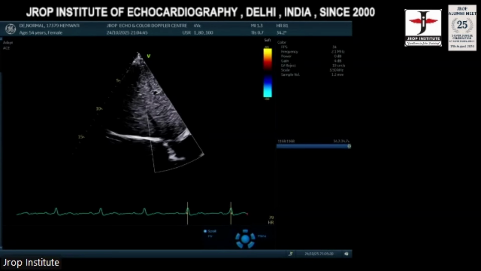Dr. Kamal. Sir, is there any difference between LVOT flow and aortic flow? Yes. LVOT flow is before the aortic valve. Aortic flow is distal to the aortic valve. Okay, sir.